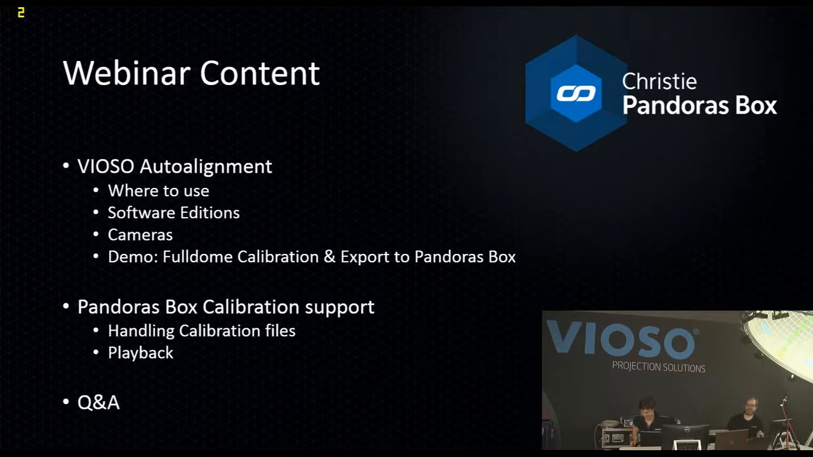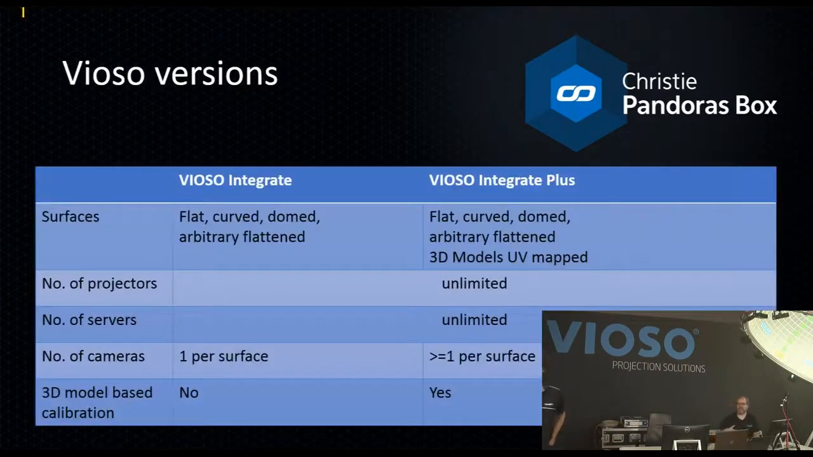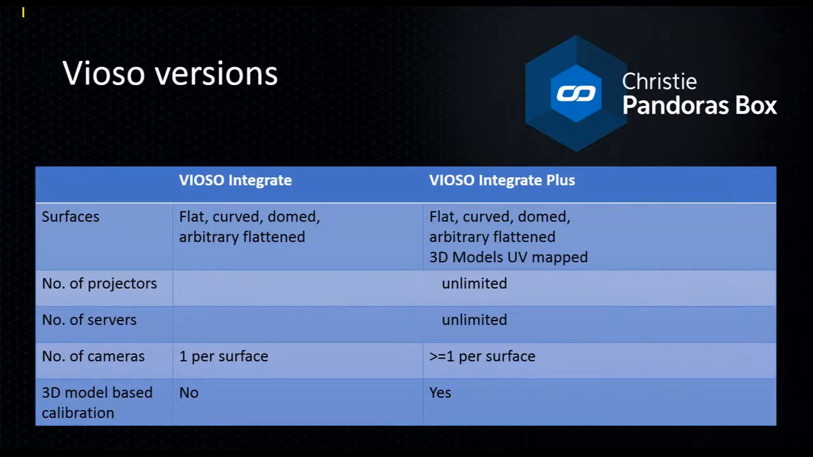Thank you very much, Thomas, for this introduction, and thank you for making this webinar possible. So, Vioso auto calibration might be known to some people. It's a camera-based system to set up multiple projectors. Auto calibration is used to make complex projection scenarios easier to handle and faster to set up. And today showed how important that is because we set up the system in just 5 minutes again due to a delay.